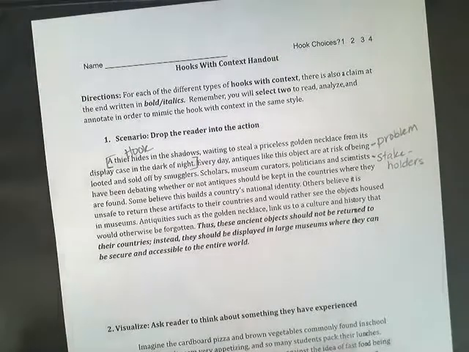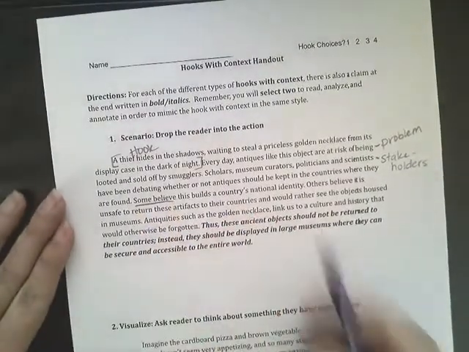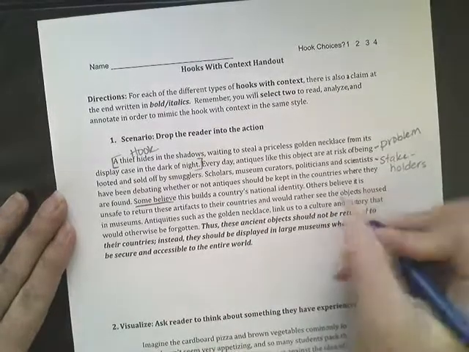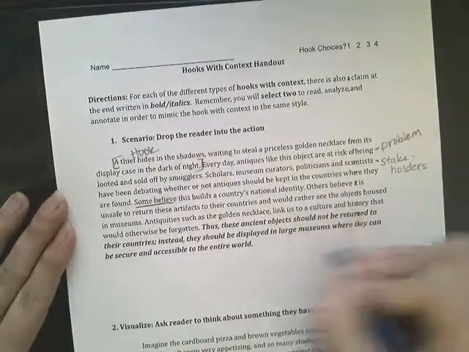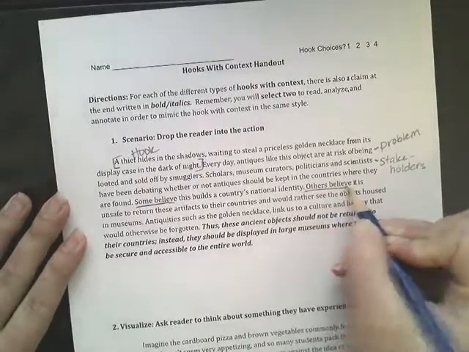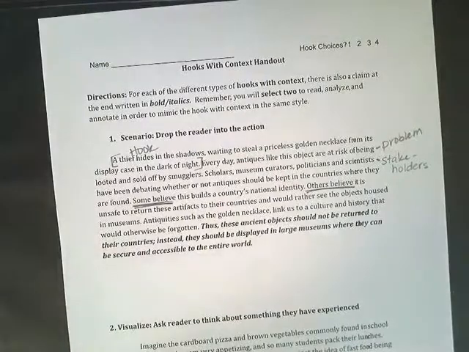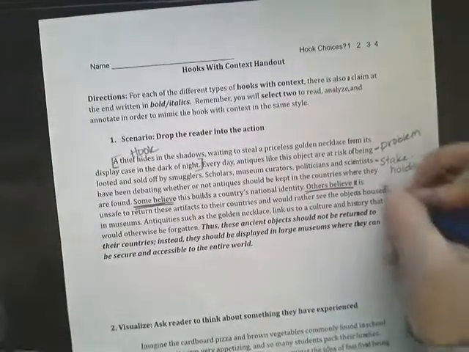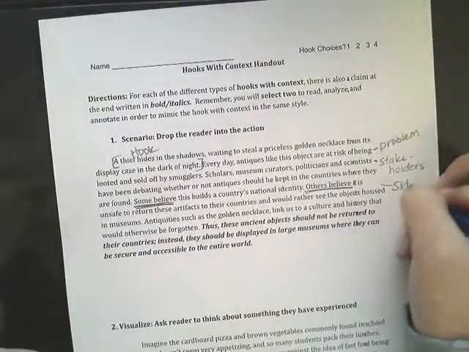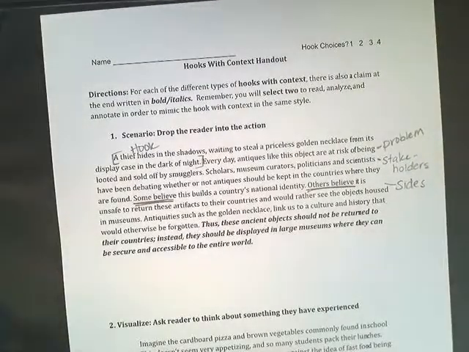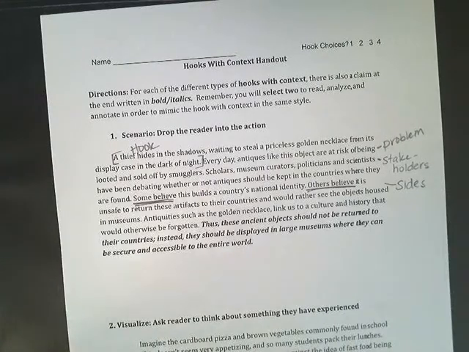Now we have some believe this builds a country's national identity. Others believe it's unsafe to return these artifacts to their countries and would rather see the objects housed in museums. So I believe I taught you that frame, right? Starting with some believe and then saying others. This is just presenting to us the sides. And that's an important thing to do, to start to recognize that, hey, look, there's another opinion out there, but also to say, look, here's mine. And then we go into some of the reasons then.